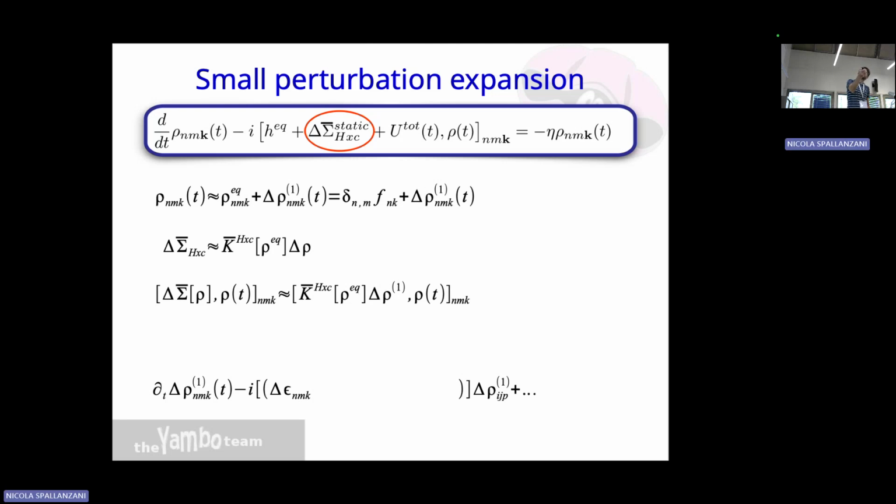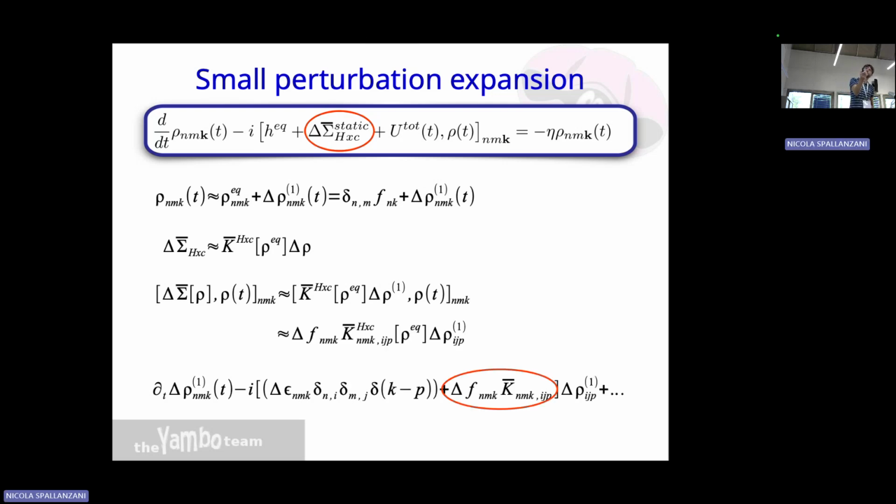The second term, the variation of the self energy, as we said, we expanded this using the Bethe-Salpeter kernel. So here, if I plug the equilibrium density matrix here, the variation is zero. So this term is already first order, so the commutator gives me the first order. Then I have the commutator with the density matrix, but since this is first order, I just want the zero order term.